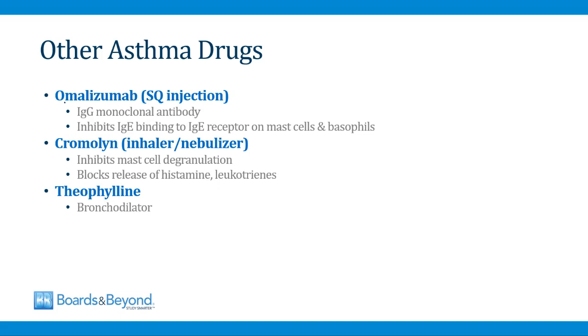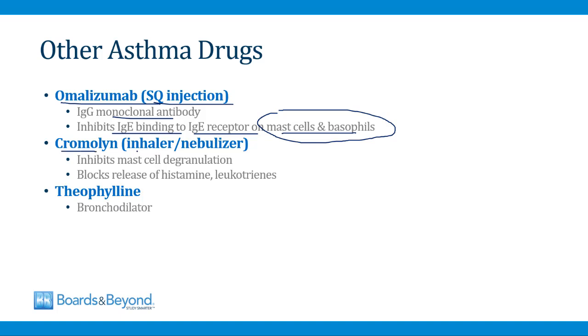Some other asthma drugs are shown in this slide. Omalizumab is a monoclonal antibody. It's given by subcutaneous injection. What it does is it blocks the ability of IgE to bind to IgE receptors on mast cells and basophils. So when these cells bind less IgE, they are less likely to degranulate when they are exposed to a trigger. Cromolyn can be administered by an inhaler or a nebulizer. It's a drug that inhibits mast cell degranulation, and therefore it blocks the release of intermediates like histamine and leukotrienes.